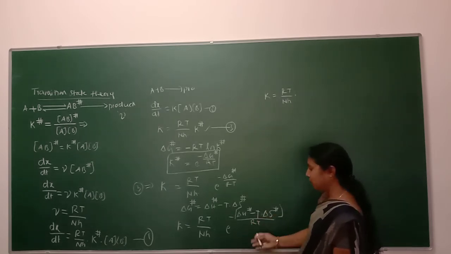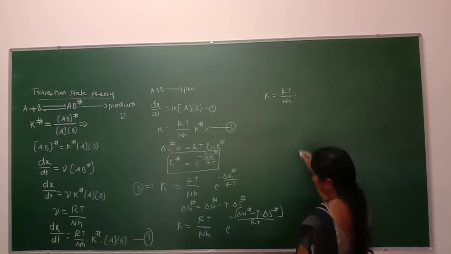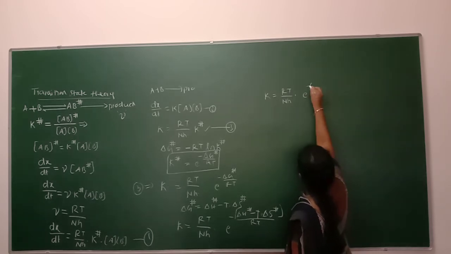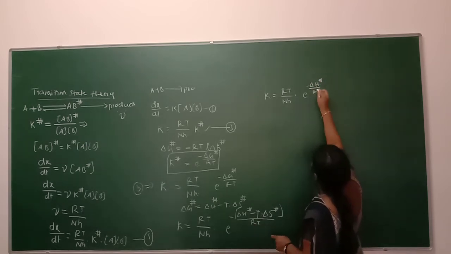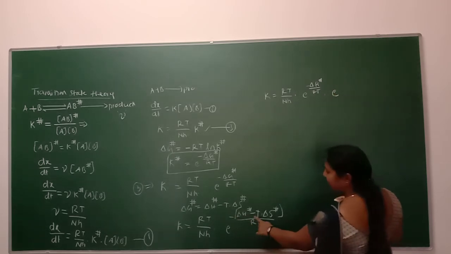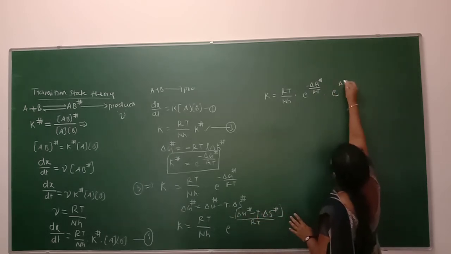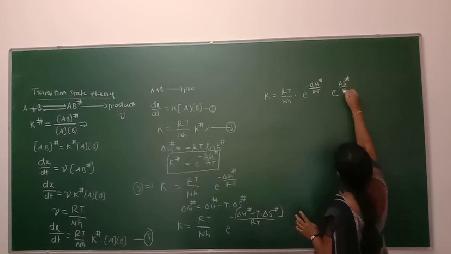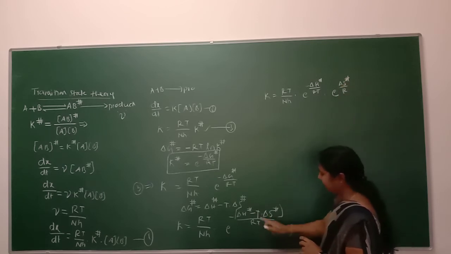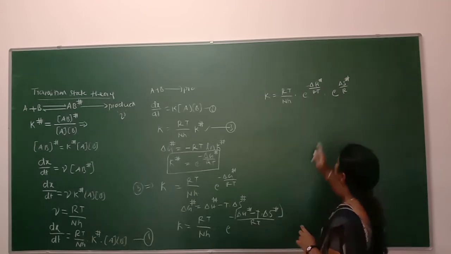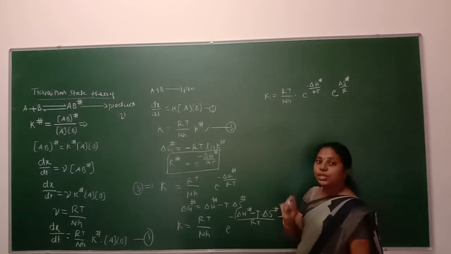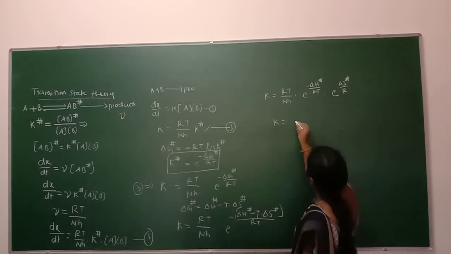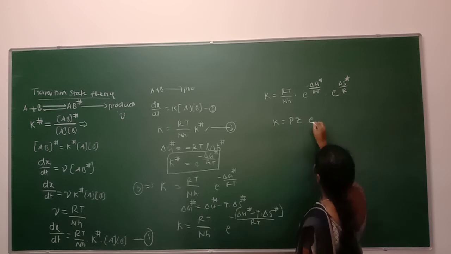into two exponential powers by dividing by RT. That is e power minus delta H hash divided by RT into e power minus into minus gets plus delta S hash divided by R. Here T and T get cancelled with one another, delta S hash divided by R. So compare this equation with the collision theory equation, that is K is equal to PZ into e power minus Ea divided by RT.